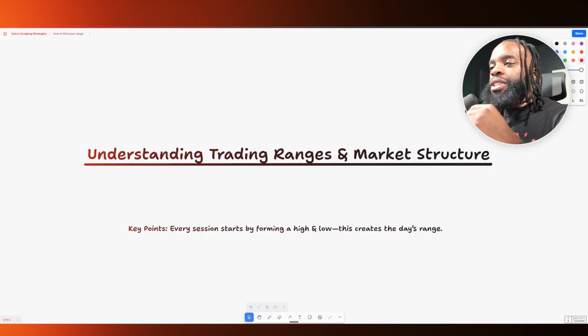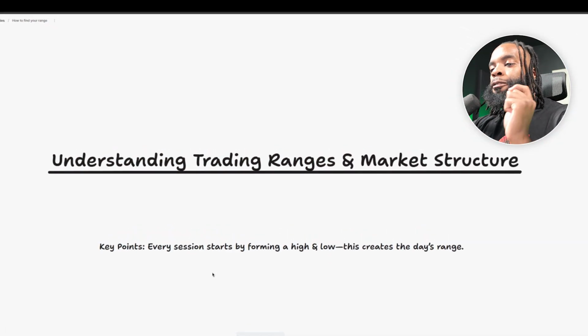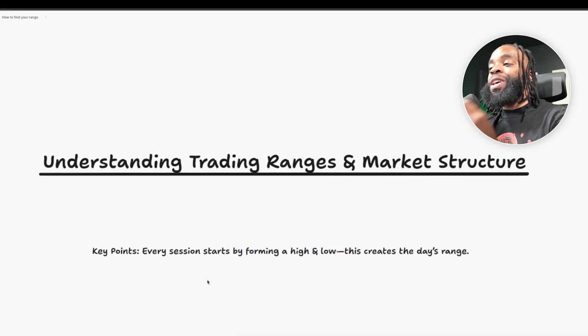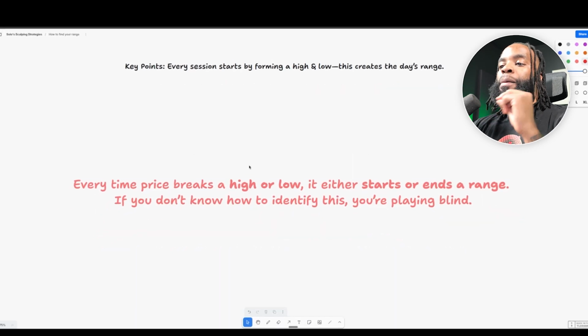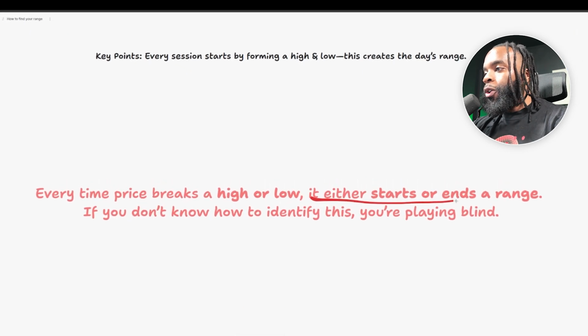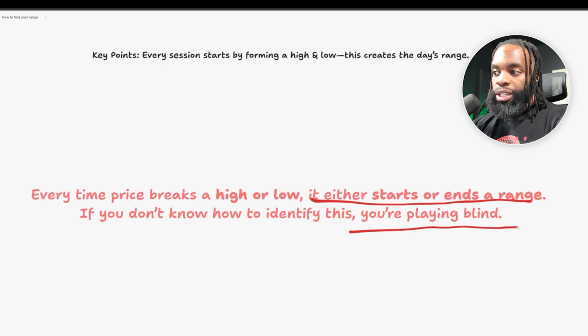Let's get to it. Understanding trading ranges and market structure. The key points: every session starts by forming a high and a low. This is what creates the day range, and this is what tells you when and how to enter the market. Now, every time price breaks a high or a low, it either starts or ends a range. If you don't know how to identify this, you're basically trading blindly, and that's what we're not going to do.